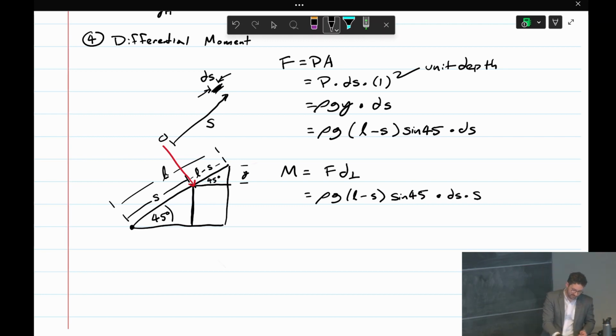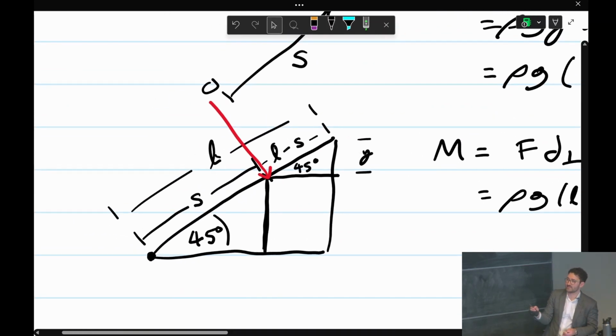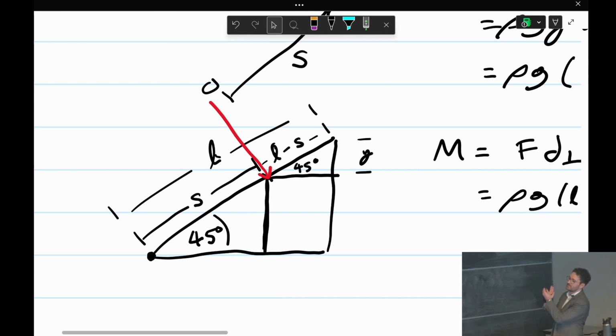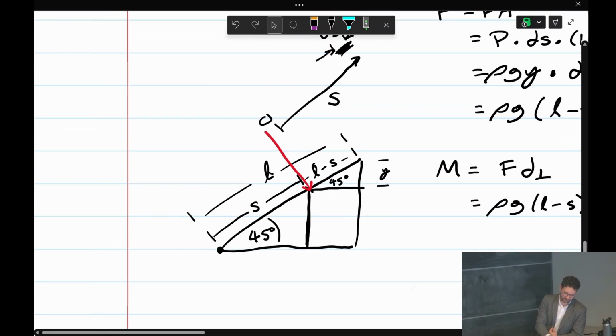So the moment arm is just the perpendicular distance. Since we know F is exactly orthogonal to the gate, we don't need to worry about Fx and Fy. We can just say the moment there is going to be F times S. Okay.